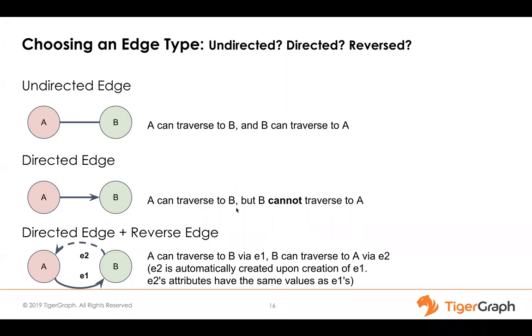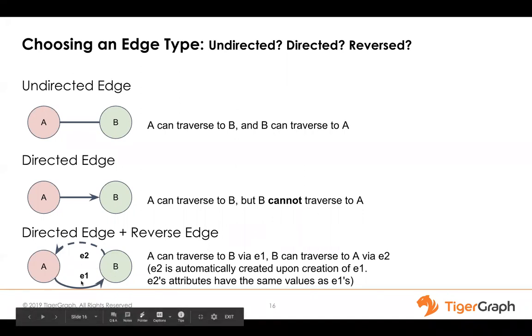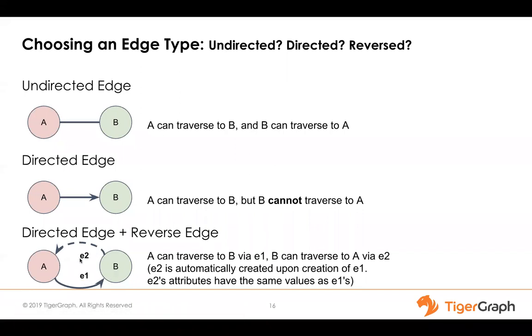We also have the directed edge. That is, A can traverse to B, but B cannot traverse back to A, right? That is, B is in A's neighbors, but from B, we cannot see A anymore because no edge points to A from B. So that's a directed edge. And we also have a third choice, the directed edge plus reverse edge. That means from A, I can traverse to B through edge E1, and from B, I can traverse back to A through another edge type, E2. And in this case, E1 and E2 are symmetric.